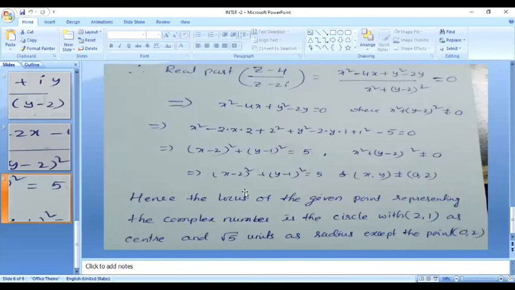In this condition, we get a circle equation, that is x minus 2 whole square plus y minus 1 whole square equals 5. In this, the center is 2 comma 1, and here 5 is the square of the radius, so root 5 is the radius.